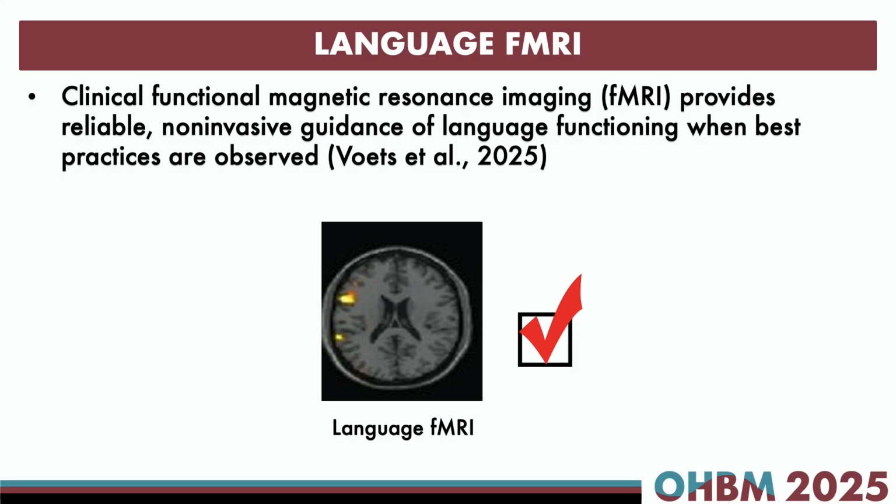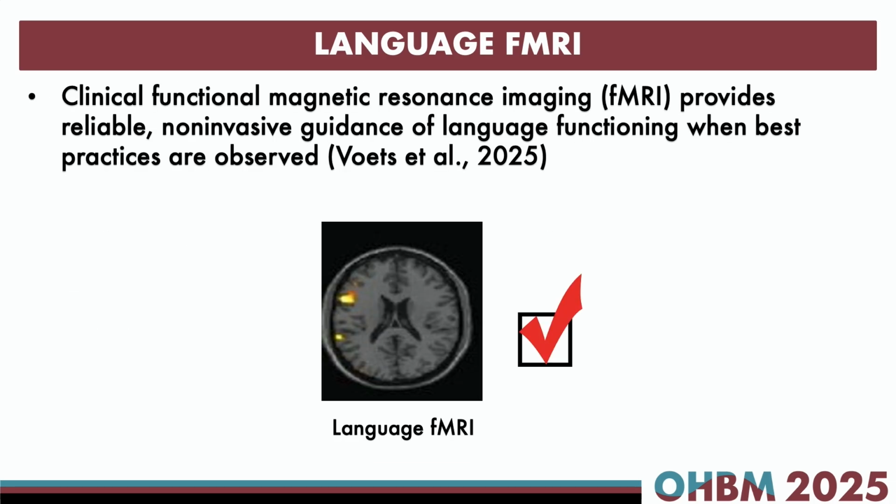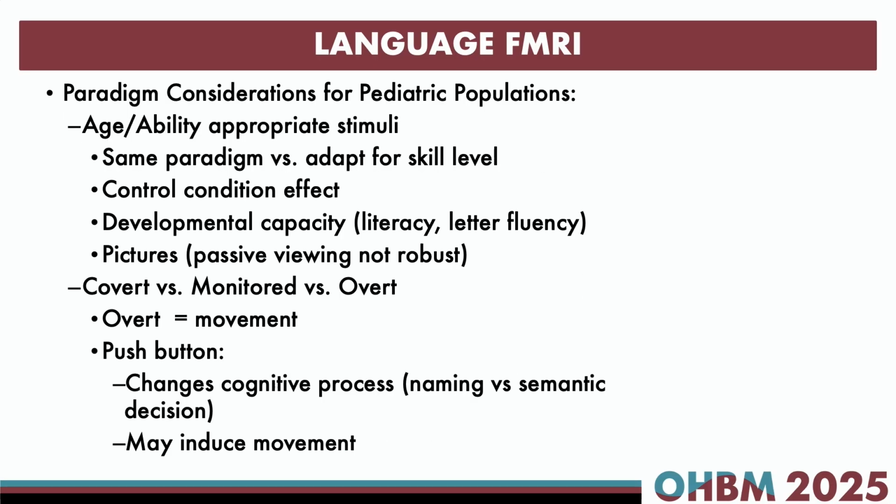We won't talk very much about language fMRI because he did a beautiful job. I refer you, as he did, to the Voets paper, the OHBM working group, showing that it is a very useful technique clinically. However, when you're working with kids, there are a lot of things that you need to be thinking about. The age and ability and the appropriateness of the stimuli.